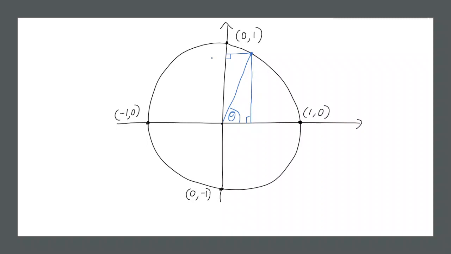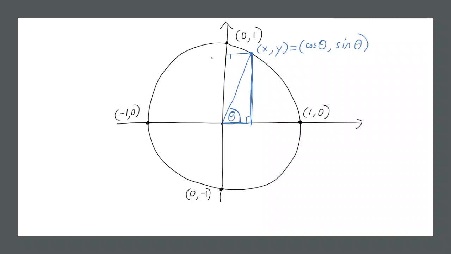And the base of that triangle is actually the x-coordinate of that point, and the height of the triangle is the y-coordinate of that point. And how that relates to this angle theta is that x is equal to the cosine of theta and y is equal to the sine of theta. That is how cosine theta and sine theta are defined. They are just the coordinates of points along the unit circle.